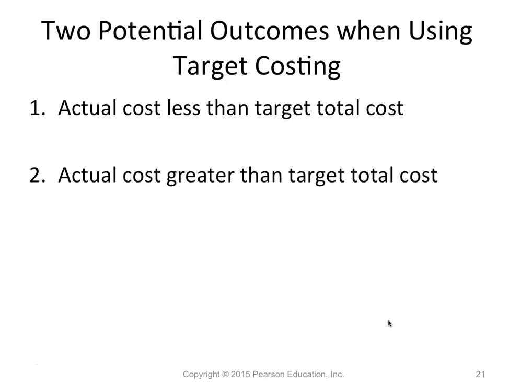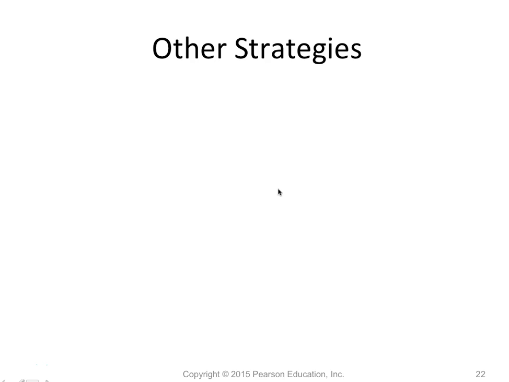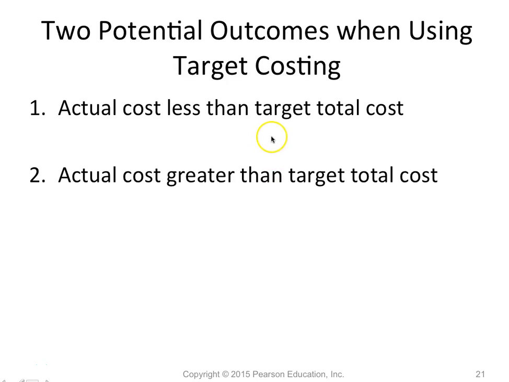So there are two potential outcomes when using target costing. Actual cost less than target total cost, or actual cost greater than target cost. So which one do we need to have? We actually want the lower cost. So this will be the good one, and this will be bad because we are not going to reach our target profit. The actual cost is too high.